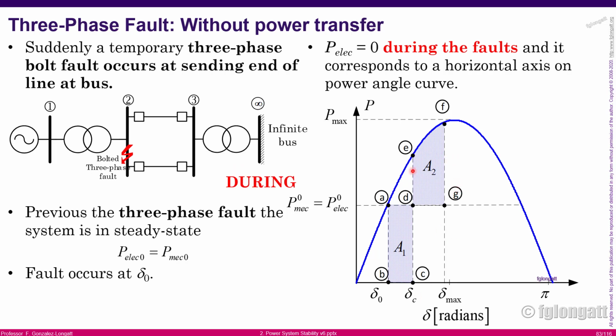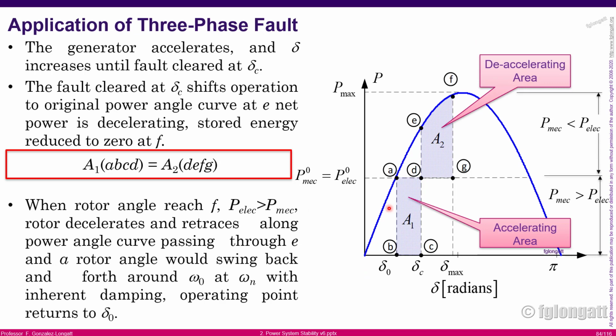And the area A2 is the deceleration. The fault disappears. I will not discuss why, but the fault disappears, and then the operating point jumps here, and the machine oscillates and tries to come back to steady state. What I'm trying to say is there are two clear areas over there.